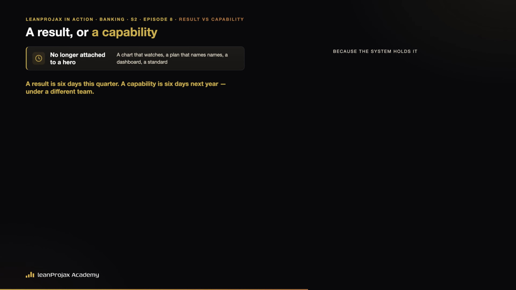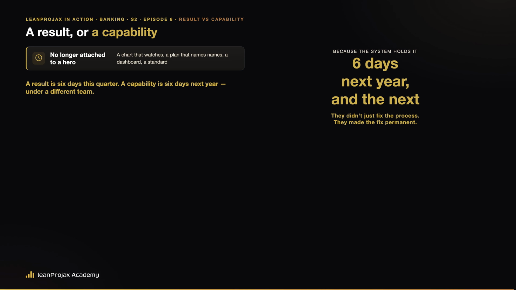A result is 6 days this quarter. A capability is 6 days next year and the year after under a different team, because the system, not the heroics, holds it there. The team didn't just fix the process, they made the fix permanent. So the corporate facility process is transformed and, more importantly, defended. 18 days to 6, a control chart on watch, a plan with an owner, a dashboard the boardroom can see, and the standard baked into how the work is done. The gain won't quietly walk away this time because the system is built to hold it.